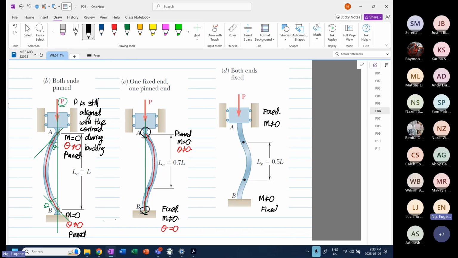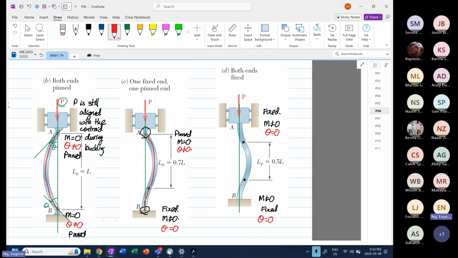And it's impossible to be free because now if I were to draw our centroid, the P is still aligned to the centroid during buckling. So it's nowhere to be free. It's never free at any of the ends. With this, what we can also see is down here, theta is equal to 0. Theta is also equal to 0. That's why the deformation pattern, they do it this way.